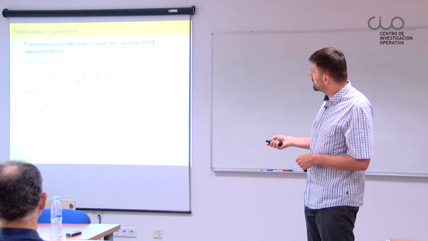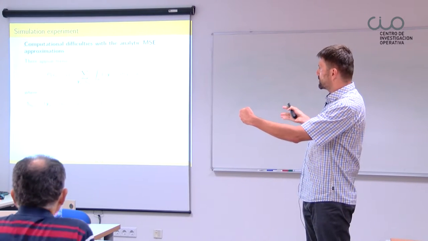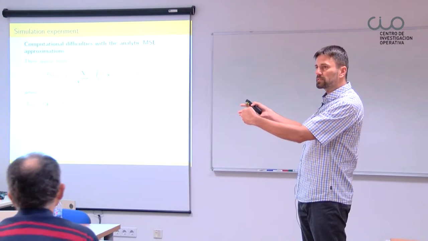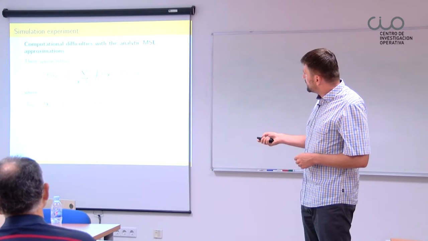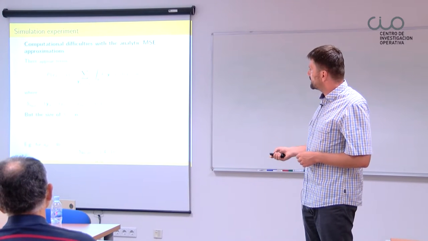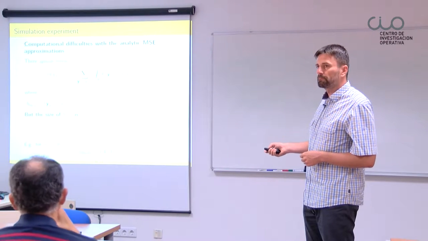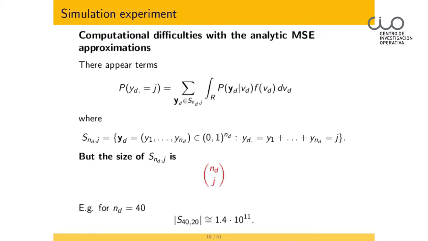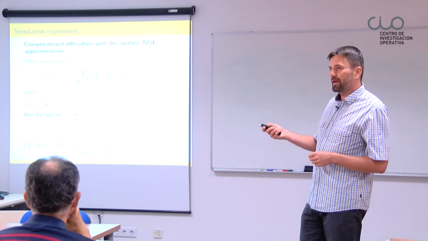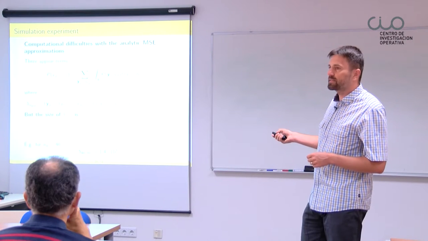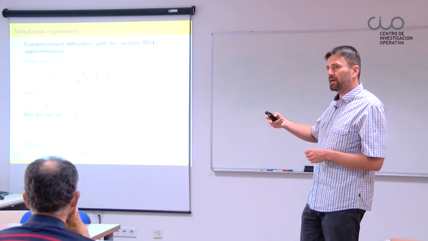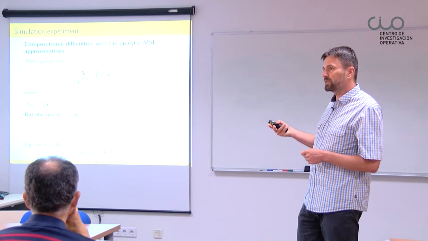So this is in fact selecting j positions, where we take one. The size of the set is n_g choose j. And this is the big complication. For example, if I have 40 observations in one domain, then I have about 10 to the power 11 of such sets. For each sum I have to approximate an integral, and I have to repeat this several times. So it is almost impossible to use this in practice.